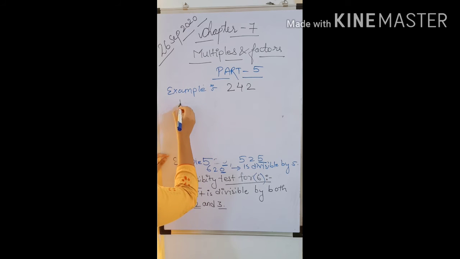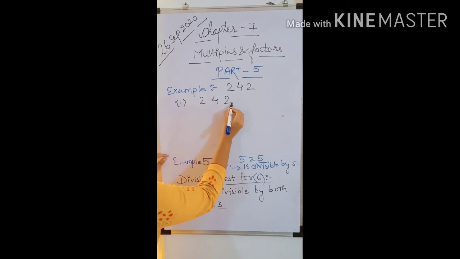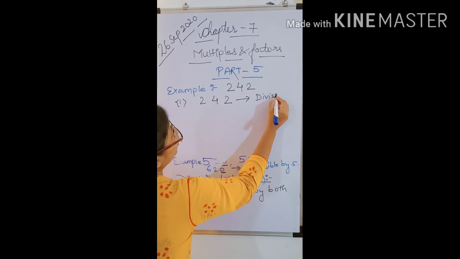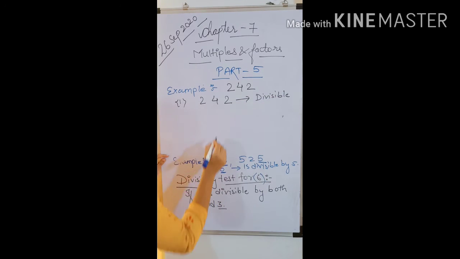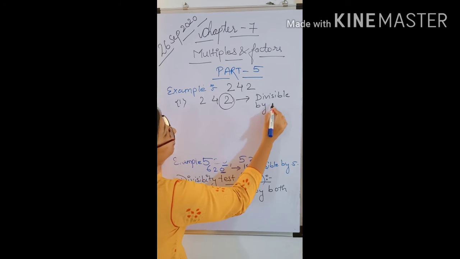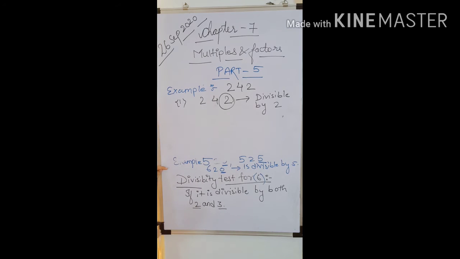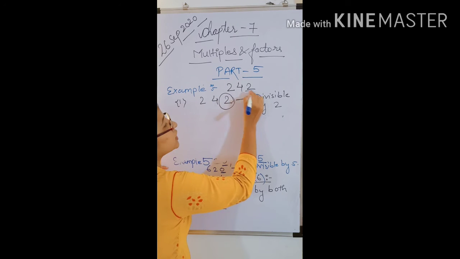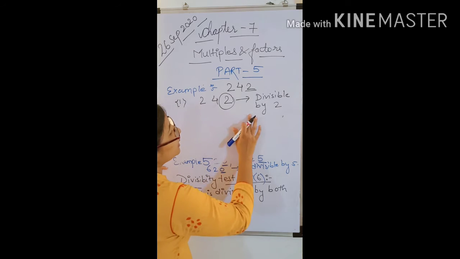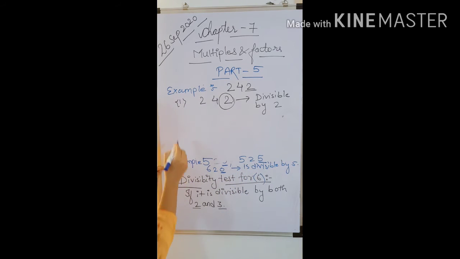So first we'll check the divisibility rule for 2. If I write the number 242, this is for checking the divisibility rule for 2. So what do I see? I see the number 2 at the last. As soon as I see the number 2 at the last, I know very well it is divisible by 2, because when the last digit is either 0, 2, 4, 6 or 8, the number is divisible by 2.